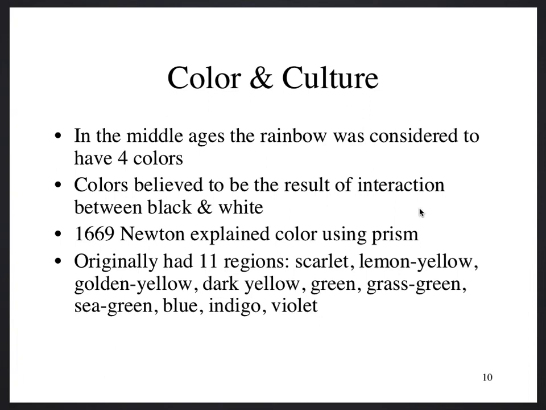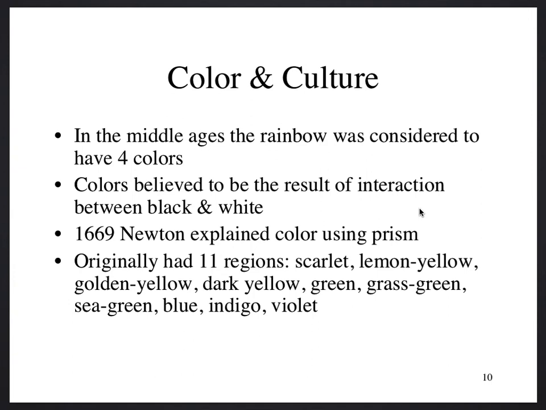And the colours were believed to be results of the interaction between black and white. The Greeks, for example, talk about black grapes and white grapes. The Greeks imagined that you've like white by day and black by night. So when the sun is setting, you see all those colours. Colour is something that's between black and white, and we know that not to be the case now.